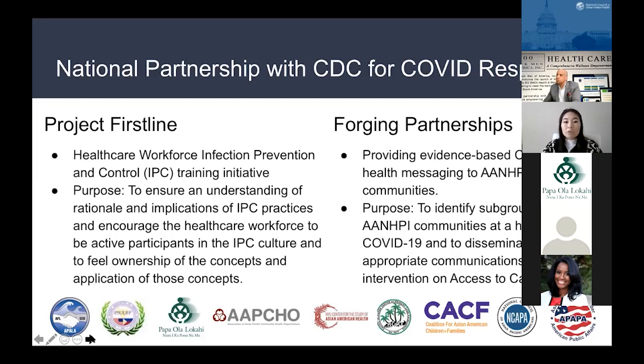The second project is called Forging Asian and Pacific Islander Community Partnerships for Rapid Response to COVID-19. It's a project that entails providing evidence-based COVID-19 health messaging to AANHPI communities that are vulnerable to COVID-19. Our mission is to disseminate culturally appropriate, multilingual, and multicultural information in a campaign for intervention on the topics of prevention, testing, access to care, and when available, vaccination. We're using a range of data sources to identify subgroups among AANHPIs at a higher risk for infection, hospitalization, and death.